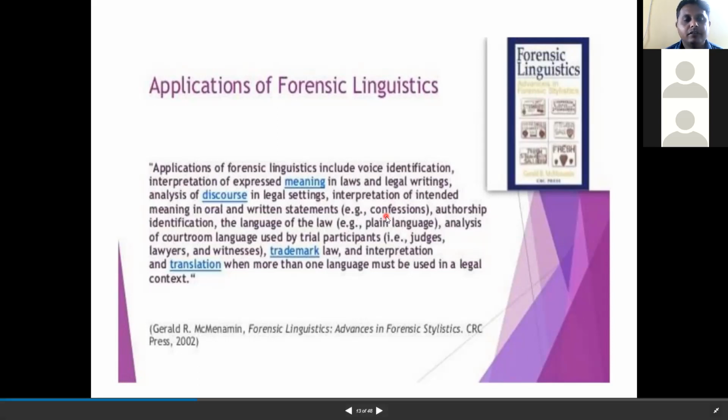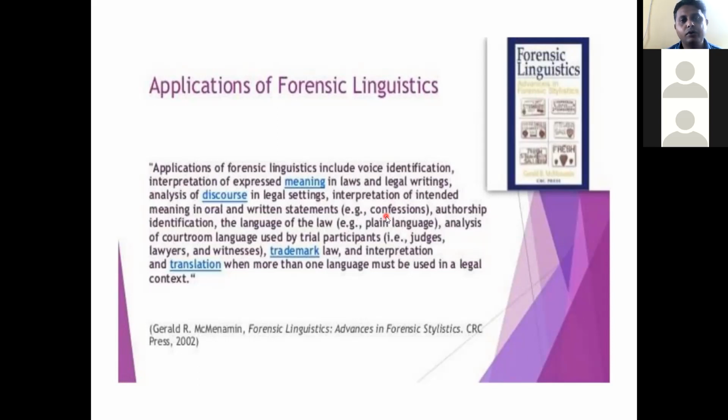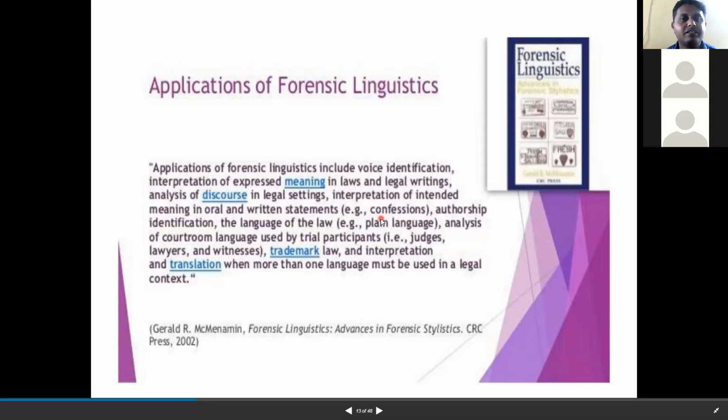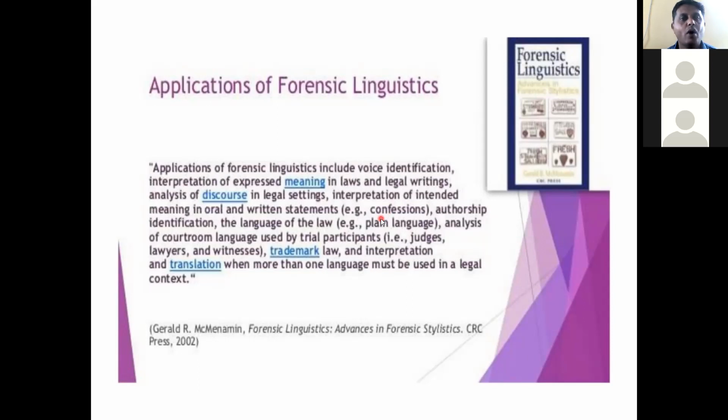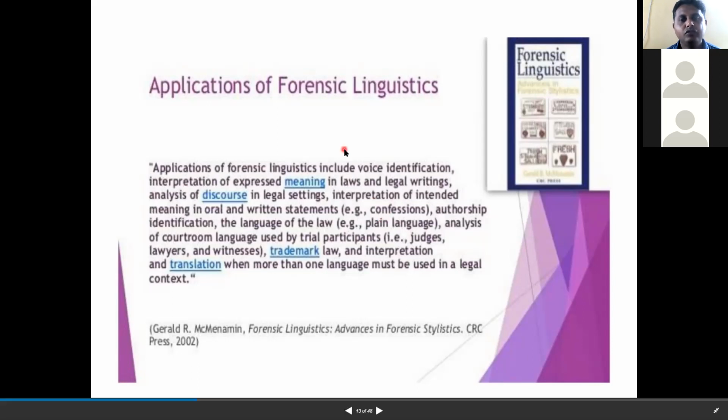Okay. So confessions. Suppose some person is standing in the court for the first time, and that person has no idea about court, about police, about advocates, about the language used in the court premises. Then what would happen? That person would be confused, right? So forensic linguistics, the forensic scientist does what? That person tries to simplify, right, the meaning in oral and written statements.